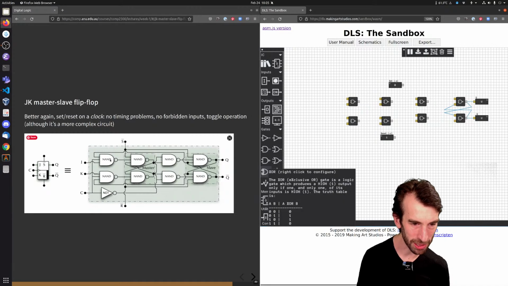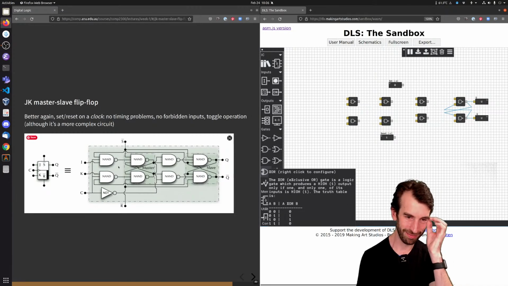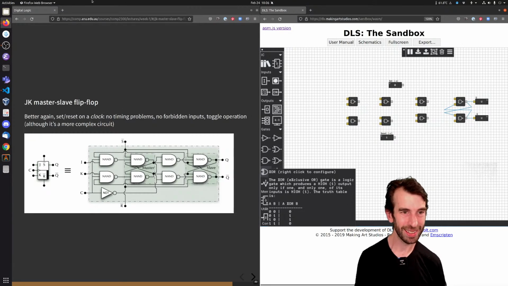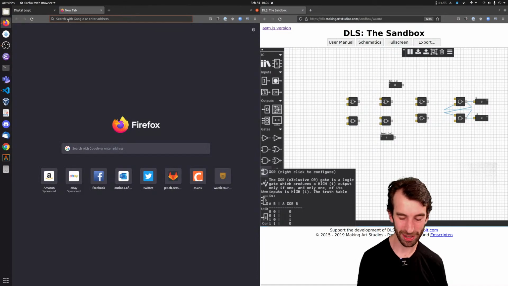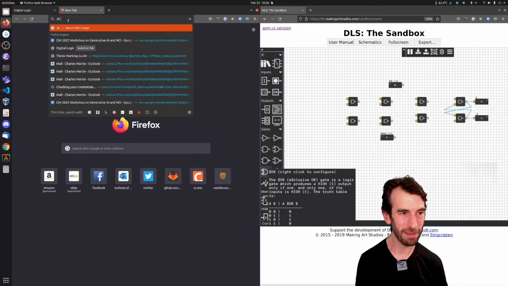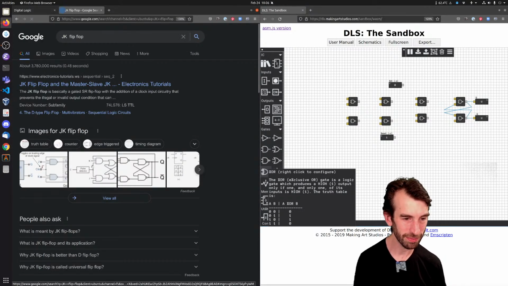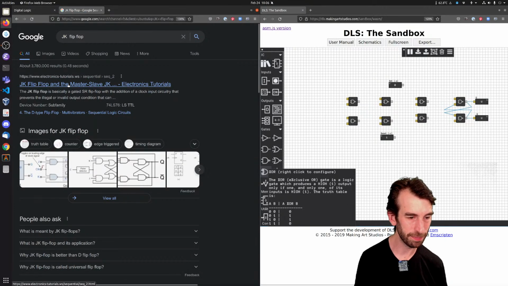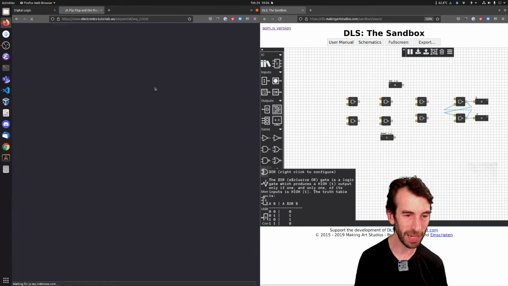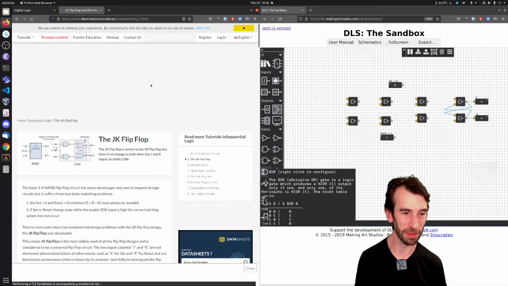What? It's got 3 inputs there. Well, that's not right. NANDs only have 2 inputs. Sometimes Uwe's diagrams are so beautiful, they may be wrong. JK flip-flop. By the way, if you Google for something, I'm not sure that it's always going to be right, so.